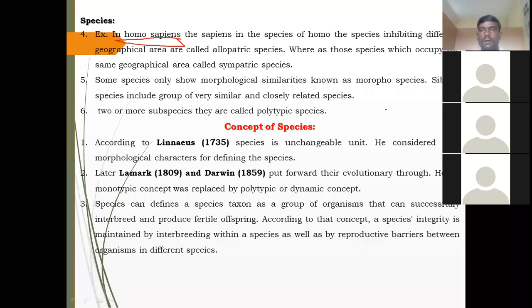Next one, some show sympatric, that is, they belong to a particular geographical area and show some morphological similarity, that is morphospecies. Sibling species include groups of very closely similar or related species. These are the whole information related to the species. I hope you understand all the taxonomic categories included in a system of classification described by Carl Linnaeus.